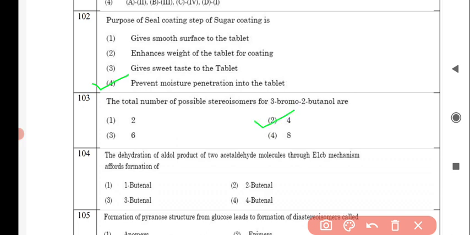4. Next question is, the dehydration of aldol product of 2 acetaldehyde molecules through E1CB mechanism affords formation of, and the correct answer is option number 2, 2-butanol.